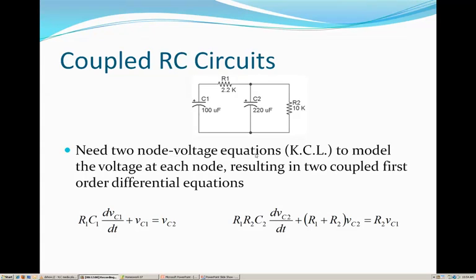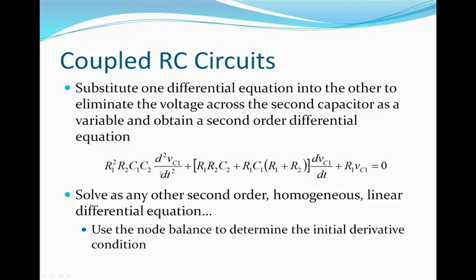Okay, now we find that we have our two coupled first order differential equations, and we combine those together. And I hope this thing is going to change now. Okay, and we combine them into one second order differential equation. It's a homogeneous linear differential equation, and we can use our node balances to determine the initial conditions. We'll go ahead and do that, and we also need to establish the order of the system.